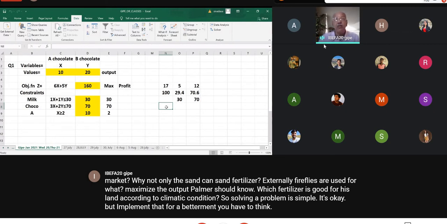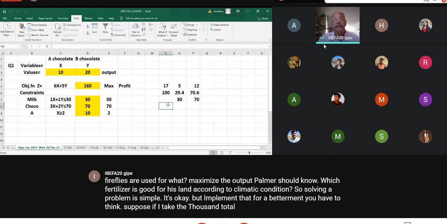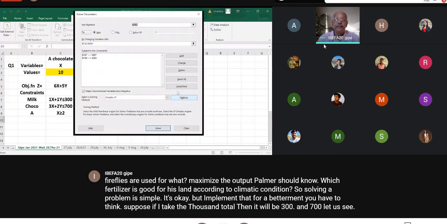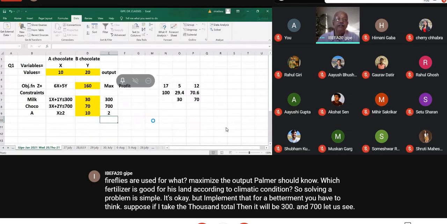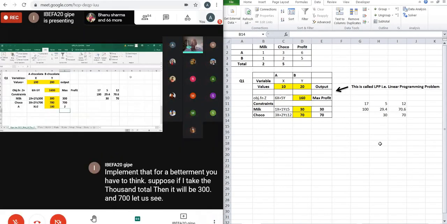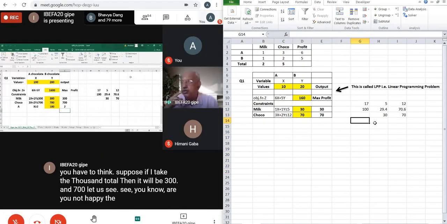Suppose if I take 1,000 total, then it will be 300 and 700. Let us see. See now, are you not happy with the ratio 5:12?